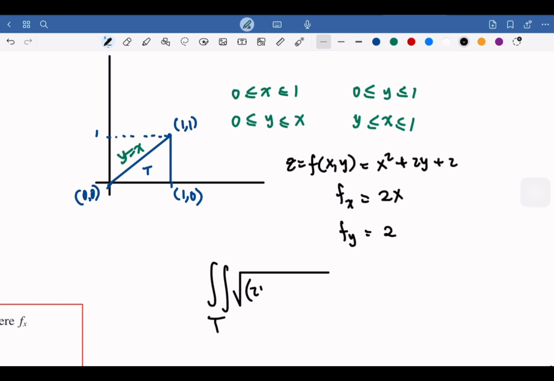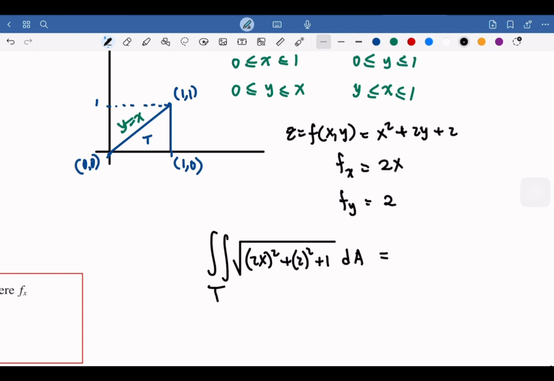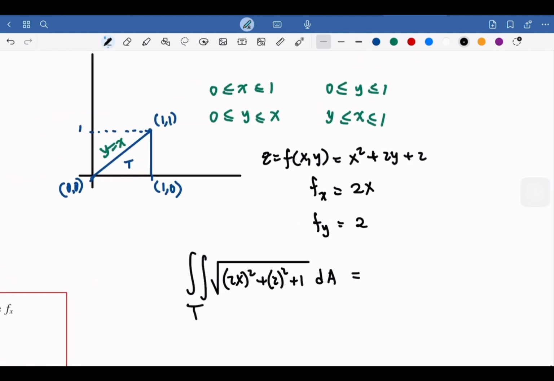So 2x squared plus 2 squared plus 1, still inside the square root, and then the a. Okay, so we have 4x squared plus 4 plus 1, or plus 5, right? So perhaps if we would like to see from 0 to 1 for x, let's say this is 0, 1, and then 0 to x, and then this will be 4x squared plus 5. So this is dy dx.